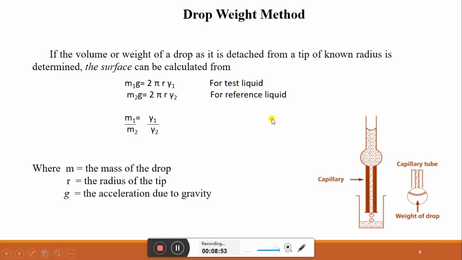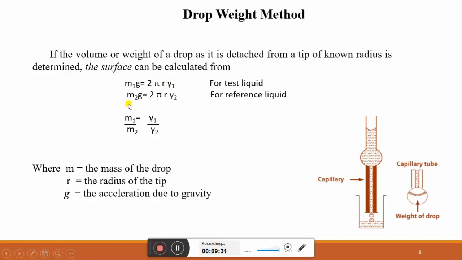One of the limitations of this method is that we can measure the surface tension of an unknown liquid only with respect to a reference liquid. So we have to perform the experiment for the reference liquid as well as for the test liquid. Here m stands for the mass, g for the acceleration due to gravity, 2 pi r is the circumference of the capillary, and gamma 1 is the surface tension of the test liquid which we have to find out.